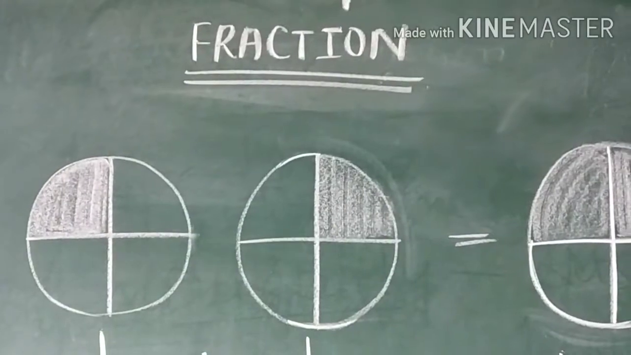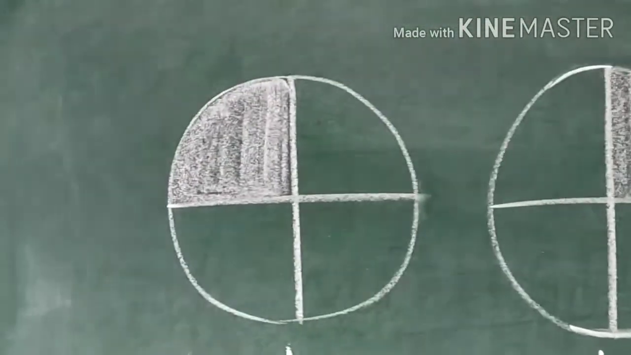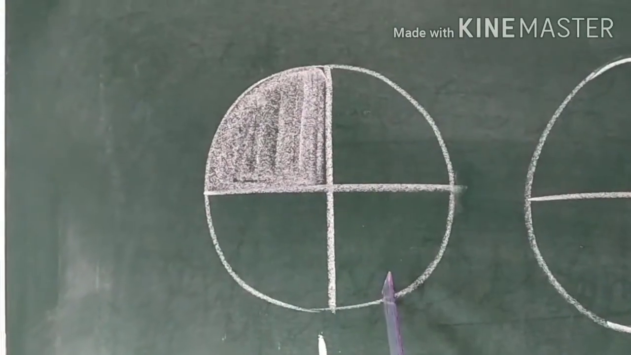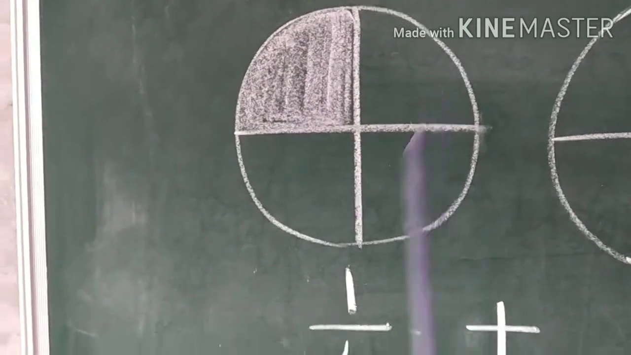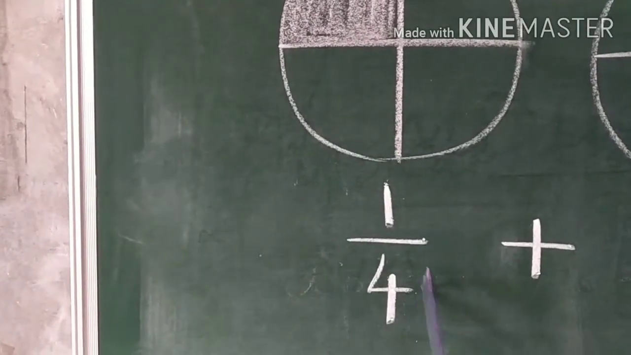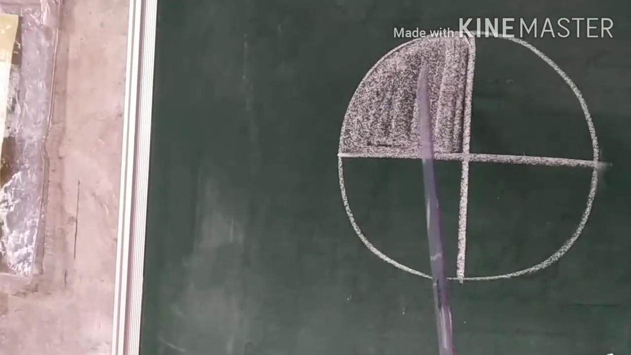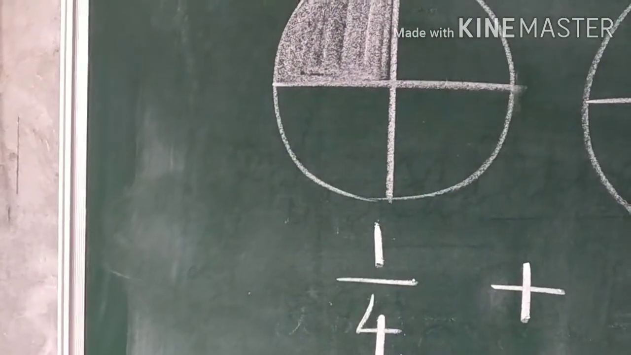Observe the pictures given here. I have taken a circle and divided it into 4 parts. Total parts are 4. It is in the denominator part. Now the selected part is only one shaded part. So that is 1 by 4.